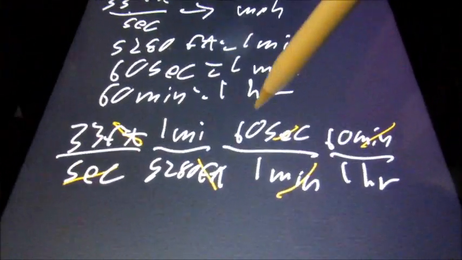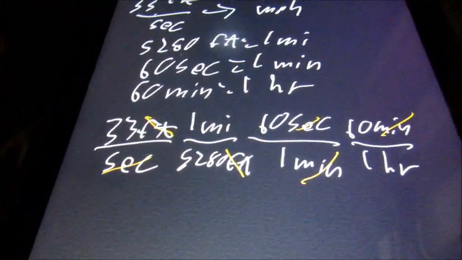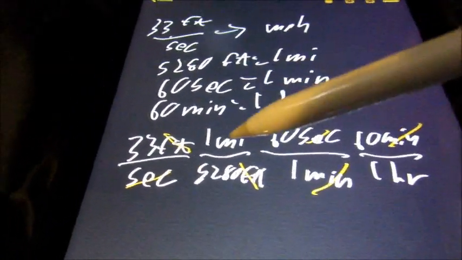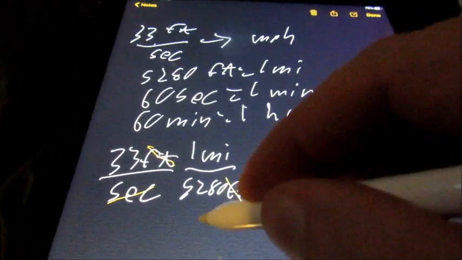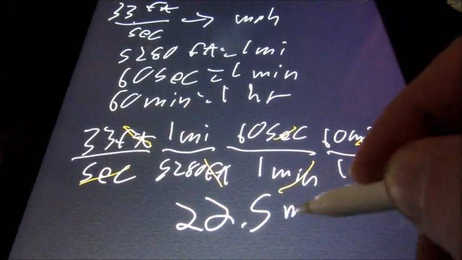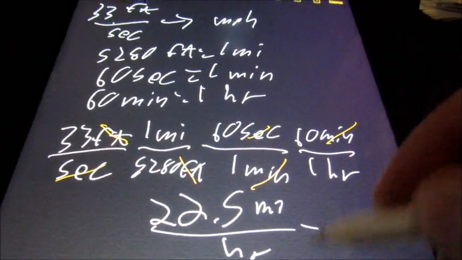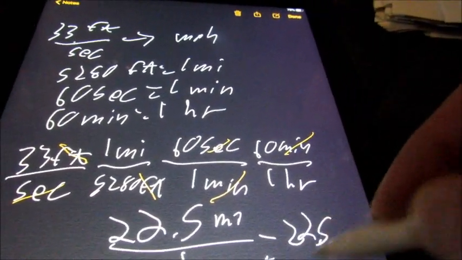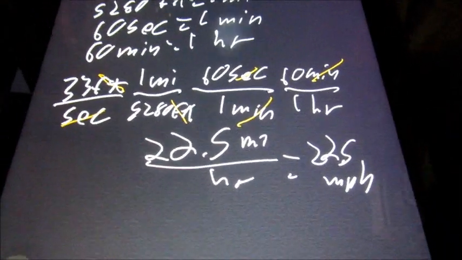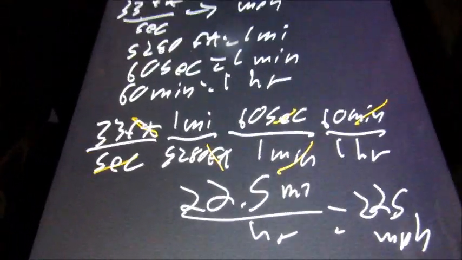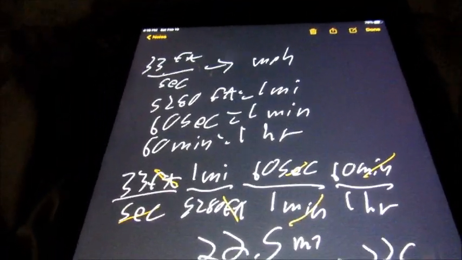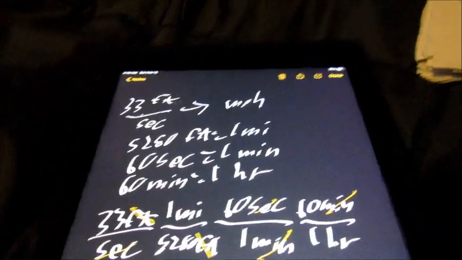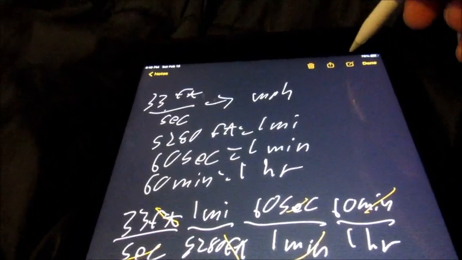So we're going to say 33 times 60 times 60, and then divide that by the 5280, and we're going to get 22.5 miles per hour, or 22.5 mph. Okay, so that's how you do one that has a fraction like that in it, where something is like feet per second, miles per hour, anything like that. Meters per second, meters per day, anything like that.